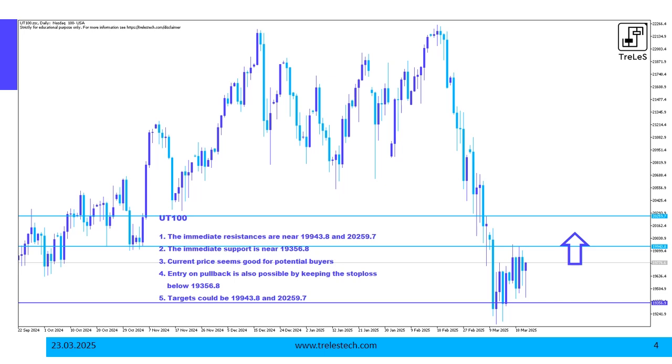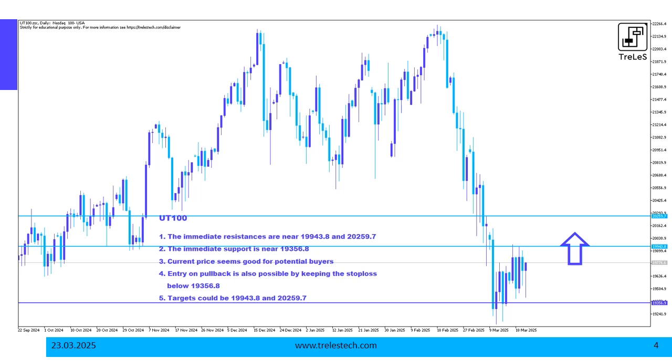Our third chart presents UT100. Currently, the immediate resistance is near 90,943.8 and 20,259.7, while the immediate support level is around 90,356.8. Given the price action, this level looks favorable for potential buyers.